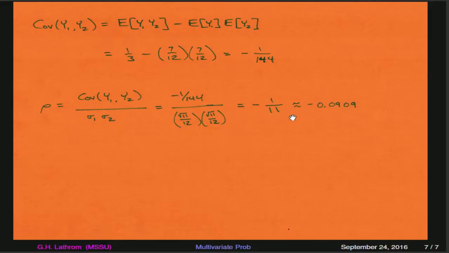If we look at the value of that, we end up with approximately -0.0909 for our correlation coefficient. We'll keep that in mind next as we head over to R and see if we can actually model this. So stay tuned. Let's head over.